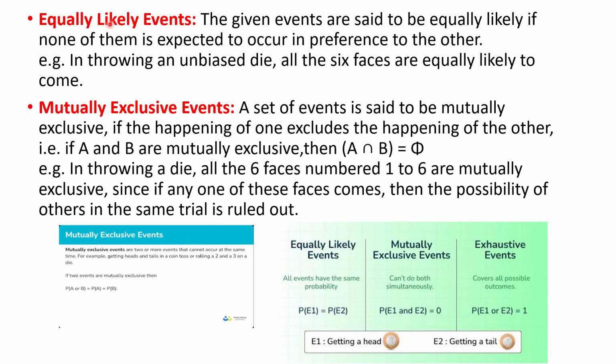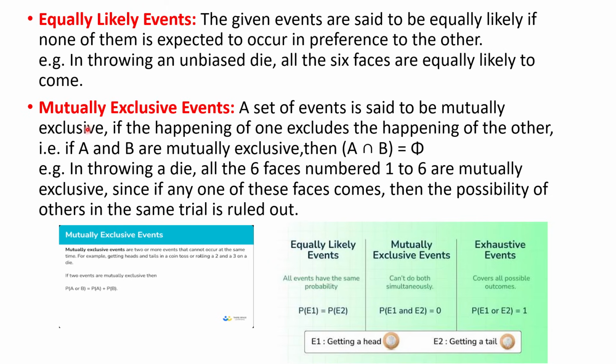Come to the next: equally likely events. The given events are said to be equally likely if none of them is expected to occur in preference to the other. Suppose you are throwing an unbiased dice, so any of the six faces, either 1, 2, 3, 4, 5, or 6, may appear on an equal probability basis. Clear? Equally likely events means if one event happens, it has the same probability as the other event. Those types of events are called equally likely events.